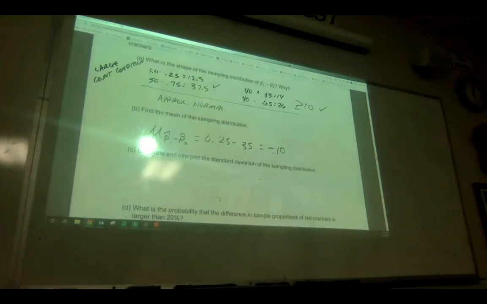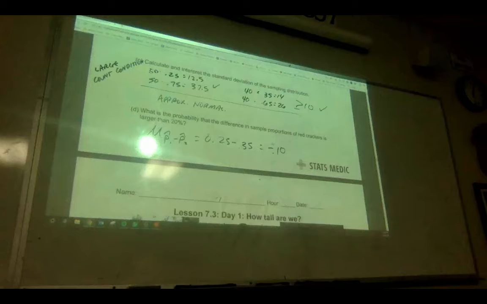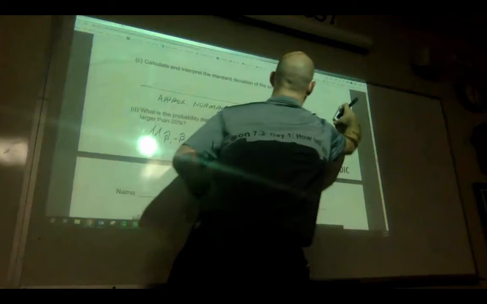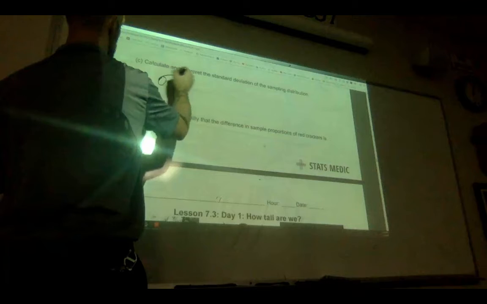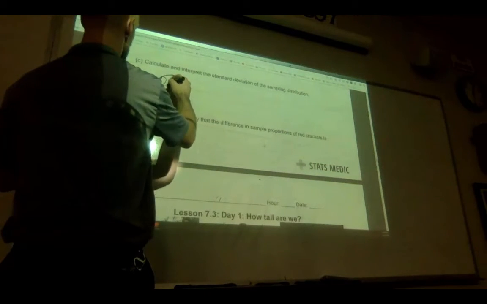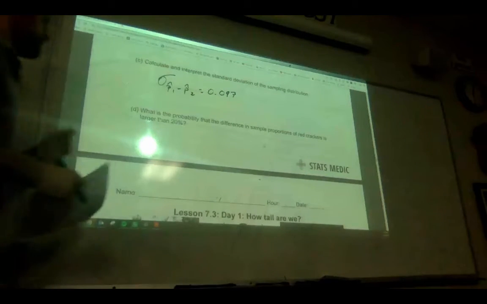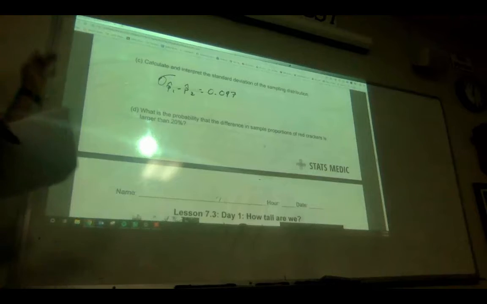Now, as we move down, this is another case where we've got that same formula that we're working with. We're hitting it a lot. That should show you that it's an important thing going on here. We calculate and interpret the standard deviation. You should have come up with a standard deviation using your formula of 0.097. So standard deviation, p hat 1 minus p hat 2. So the probability that the difference in the sample proportions of red crackers is larger than 20%.